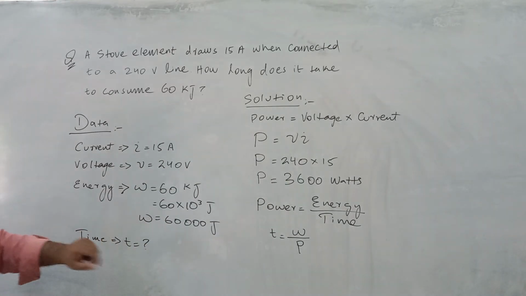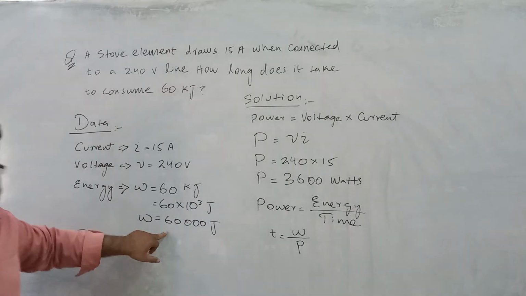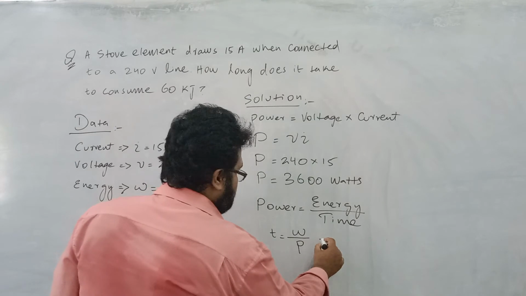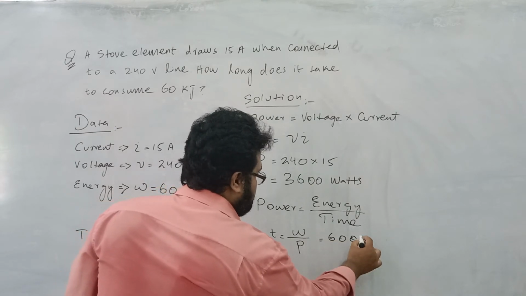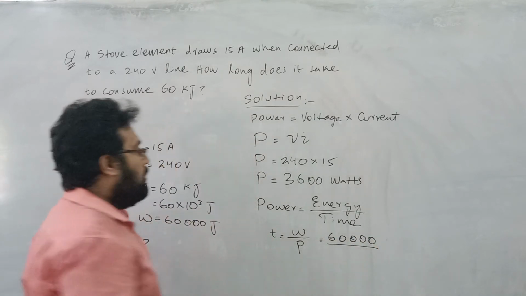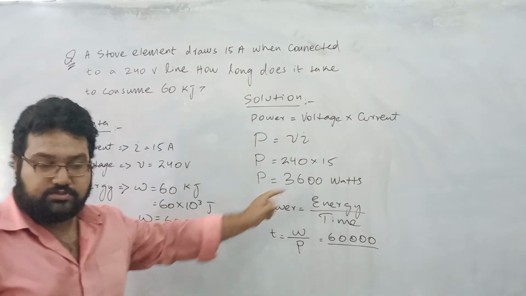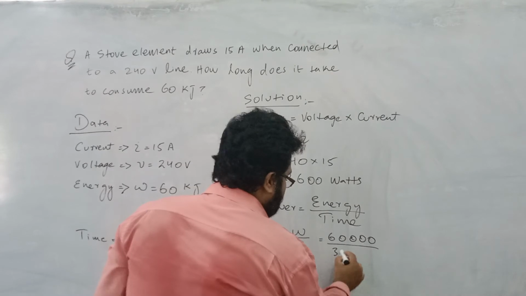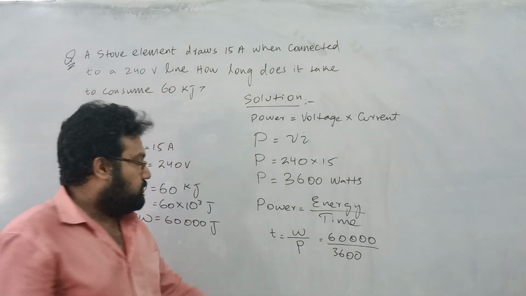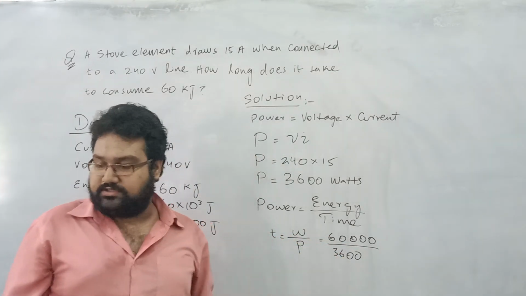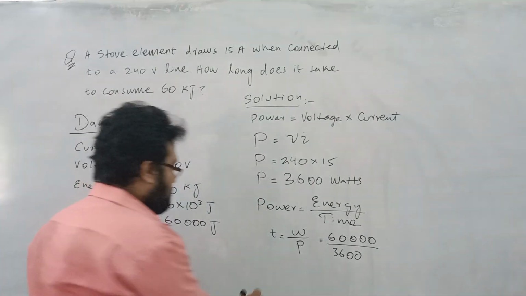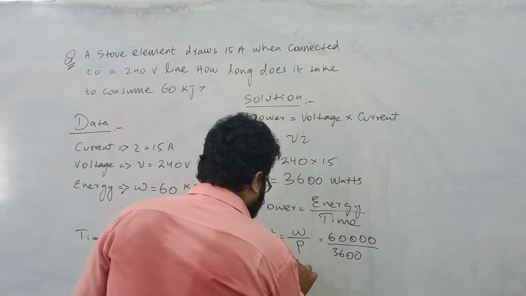What is the value of energy given in the question? 60,000 joules. And you have already calculated the value of power, 3600 watts. 60,000 divided by 3600. What's the answer? 16.66 seconds.